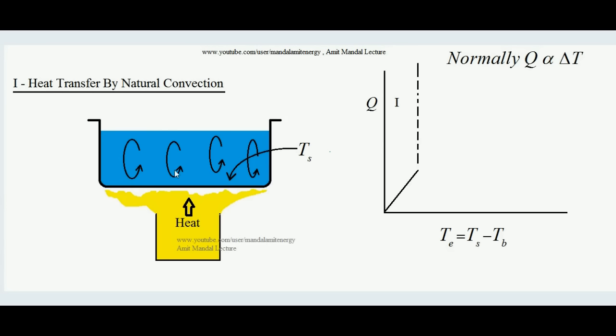So what actually happens? The hot liquid rises up, reaches the top surface, and there it loses heat to the atmosphere and again descends after becoming cool. So such a type of convection current starts developing. This regime of boiling is called heat transfer by natural convection, the first regime of boiling.